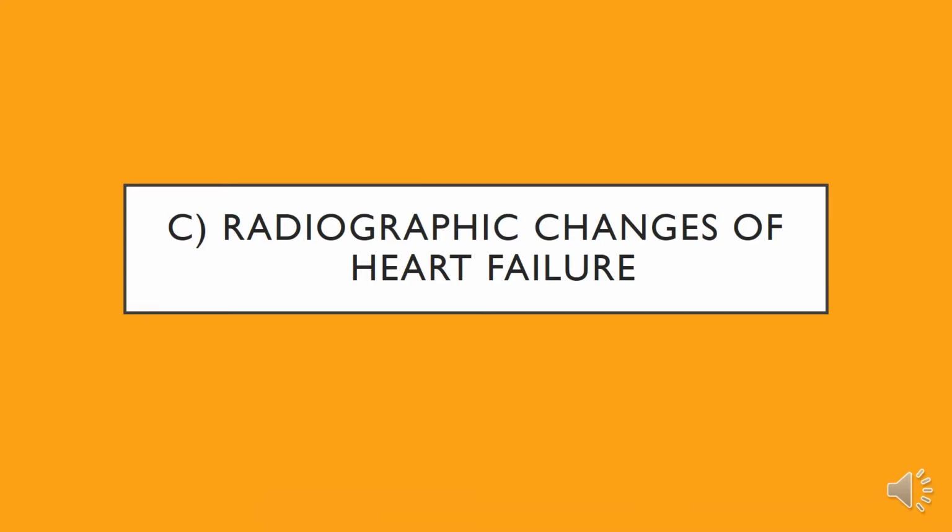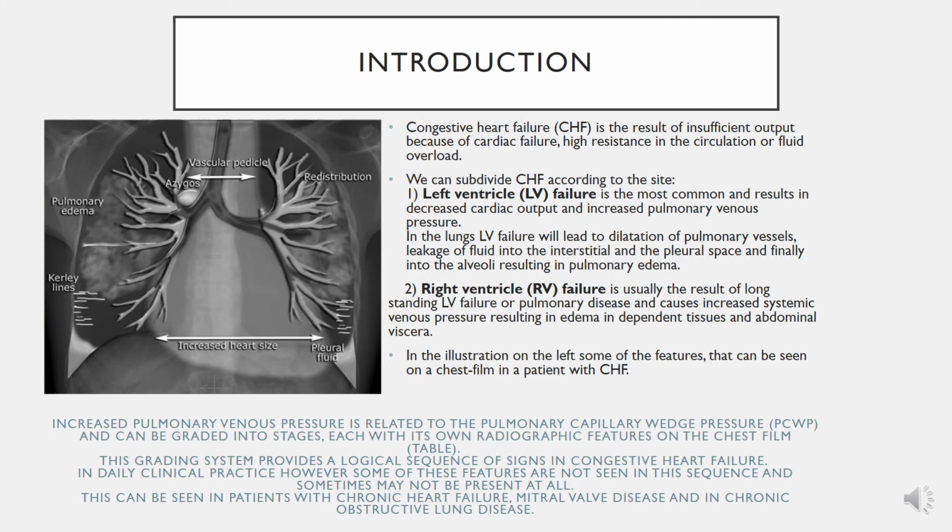Now, the radiographic changes of heart failure. Introduction. Congestive heart failure is the result of insufficient output because of cardiac failure, high resistance in the circulation, or fluid overload. Congestive heart failure starts with the left ventricle and then it will spread to the right one, and that's why we call it congestive heart failure.